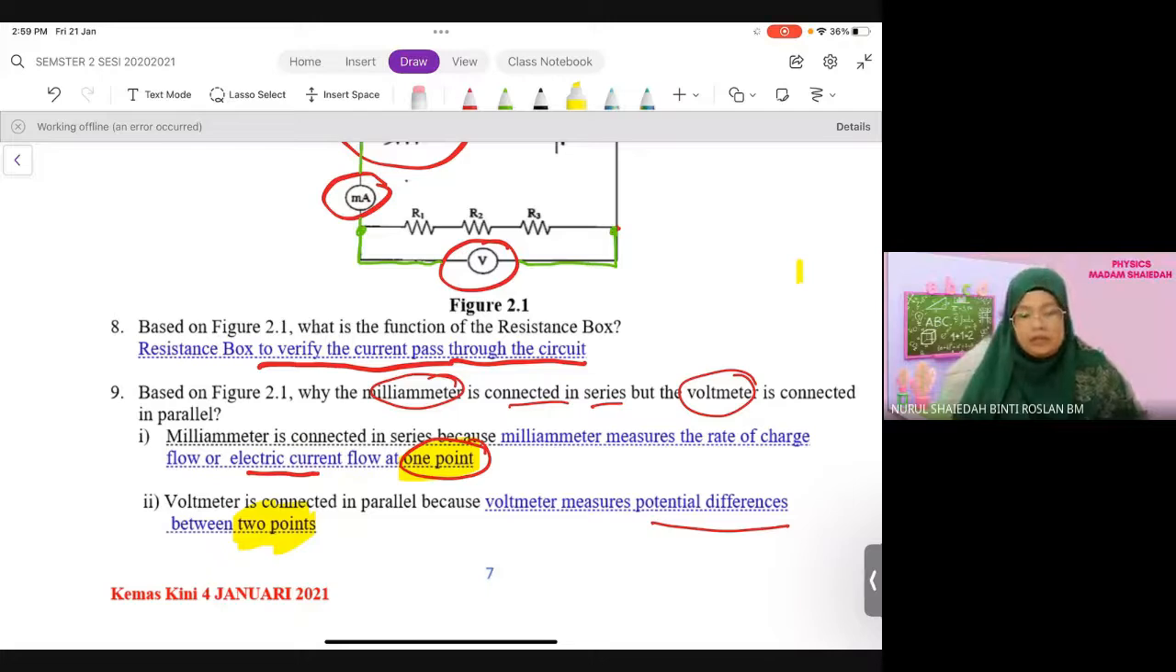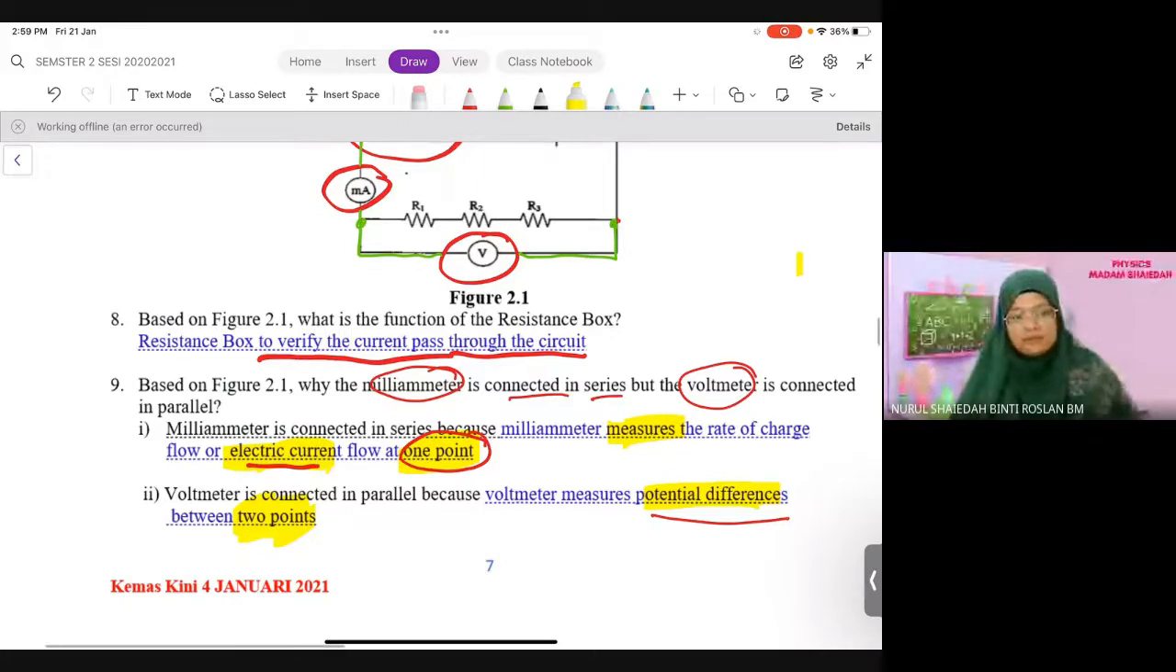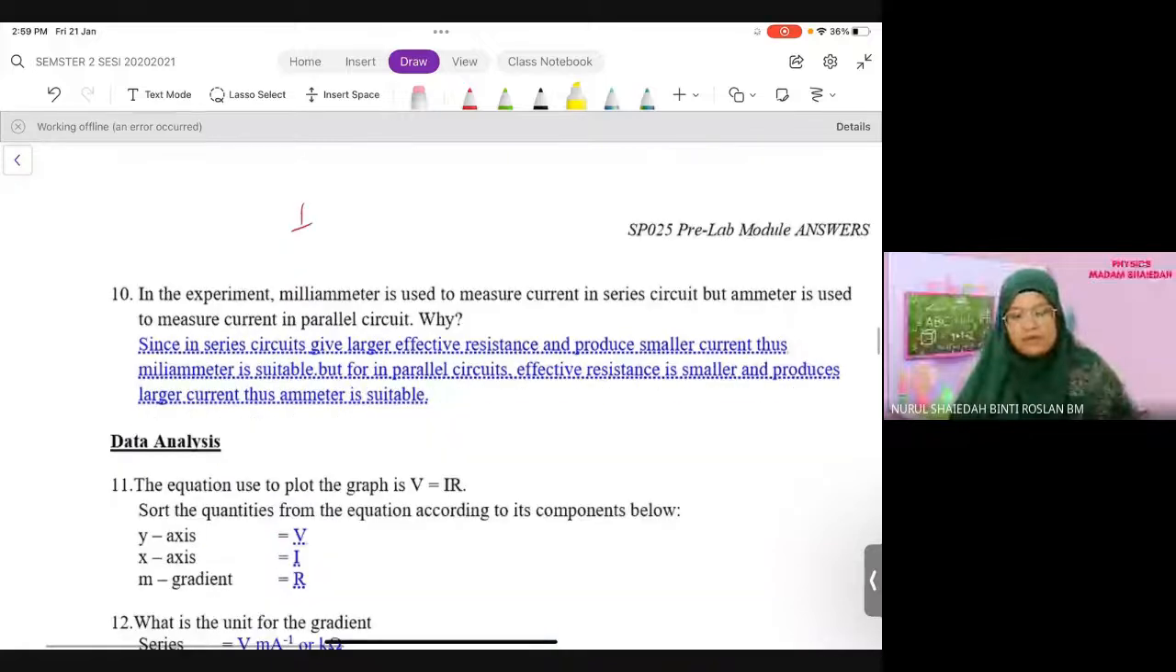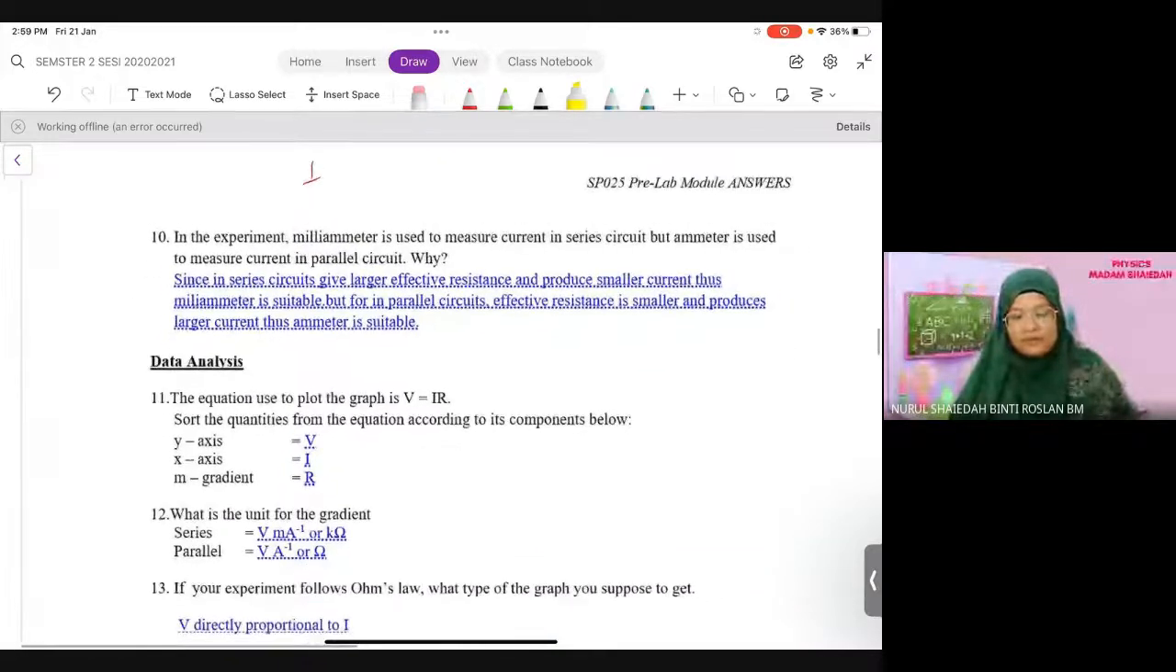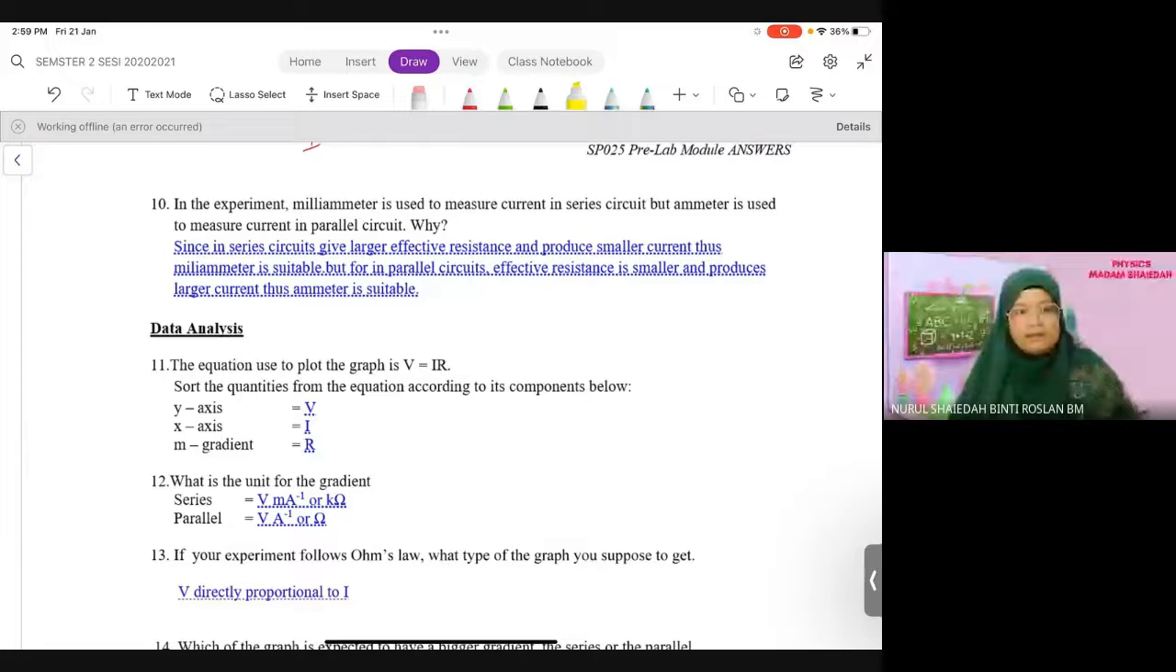So saya ulang balik, milliammeter connected in series because dia measure electric current at one point. But voltmeter dia measure potential difference between two point. So that's why dia mesti dalam bentuk parallel. Okay, number 10.